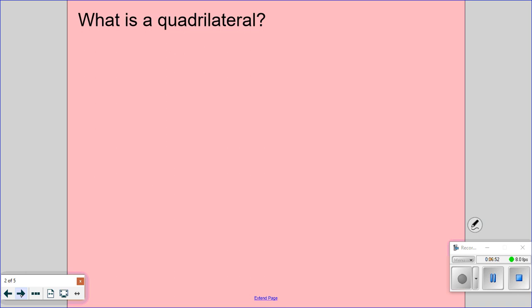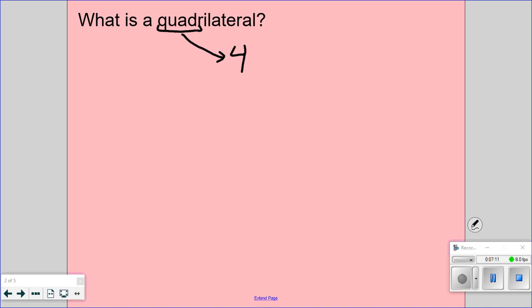There is a prefix, quad, Q-U-A-D, that we're going to be paying attention to. Quad means four. Quad means four. Some prefixes actually mean a number.